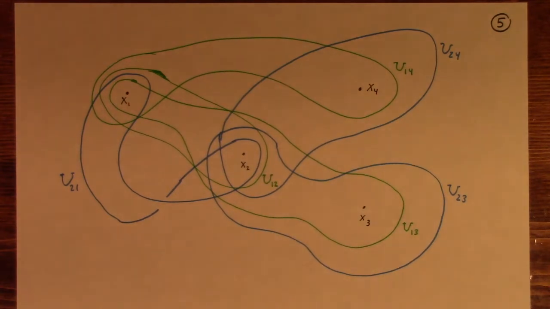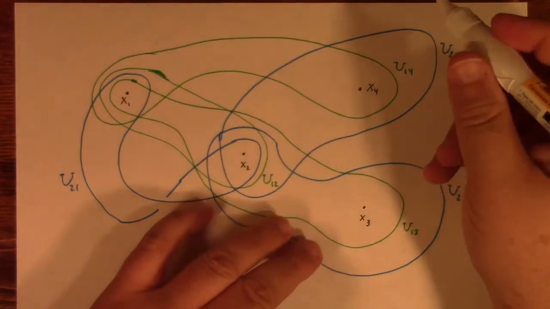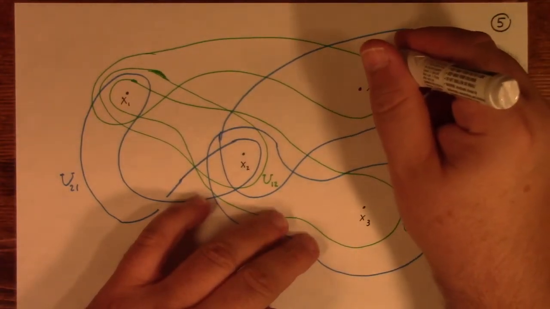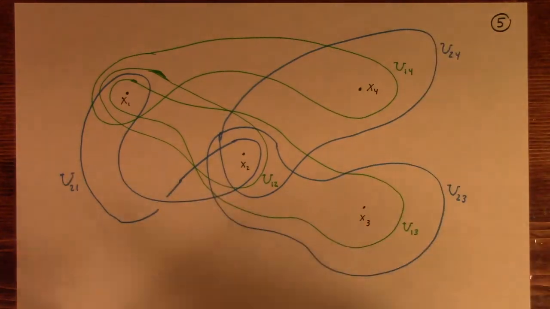All right, so U14 does not contain X4, right? It should have stopped short. So U14 just contains X1, and U14 does not contain X4, and that's by the Hausdorff property.